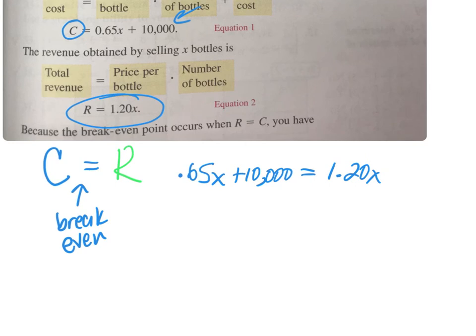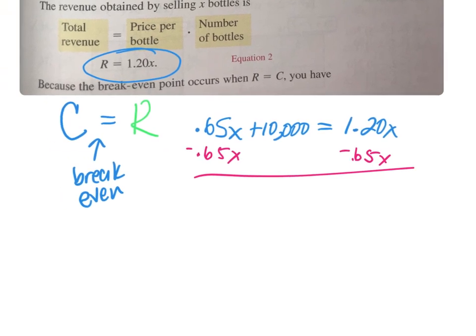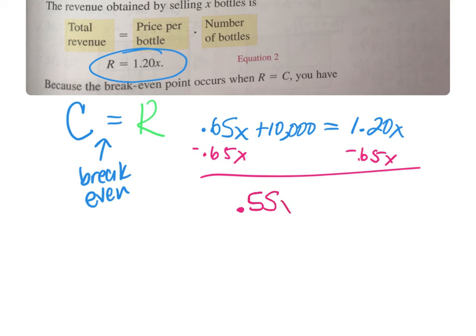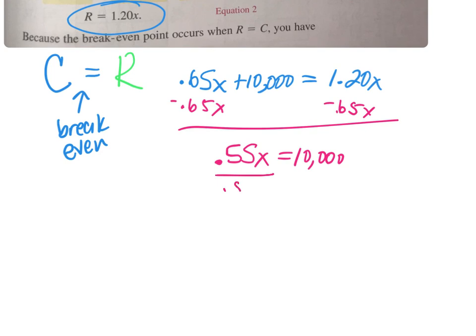You don't have a systems of equations where we have two variables. You're saying, when does my cost equal my revenue? So how would I solve this? Subtract 0.65x, good, from both sides. So I get, what's 1.20 minus 0.65? Okay, so I'm going to write, I like the variables on the left. So 0.55x equals 10,000. Now what? Divide by 0.55. So x equals, what's 10,000 divided by 0.55?